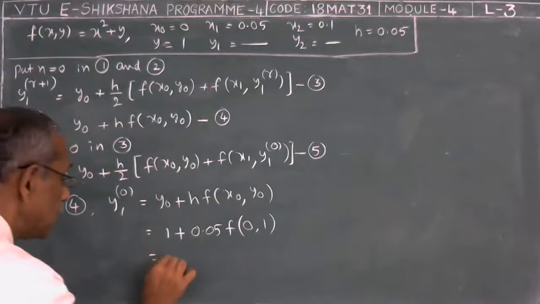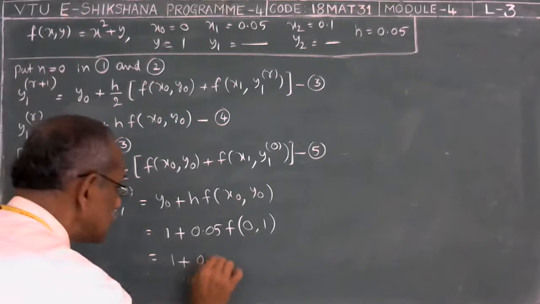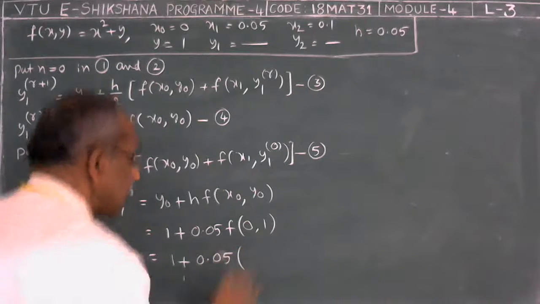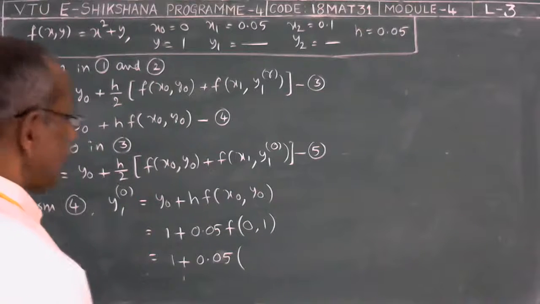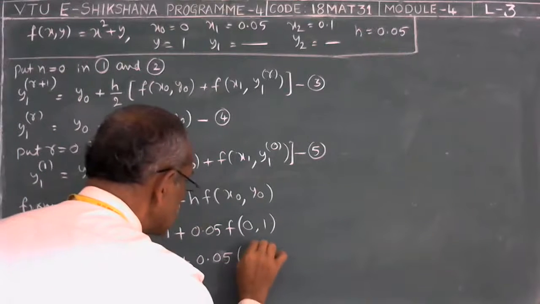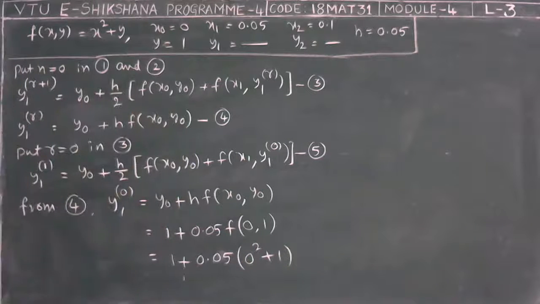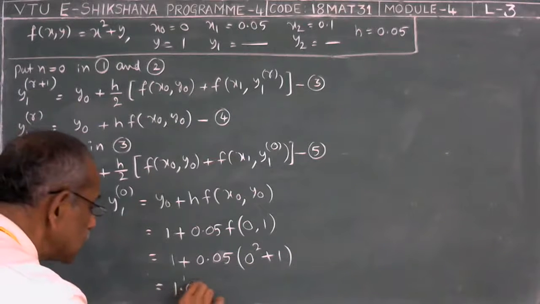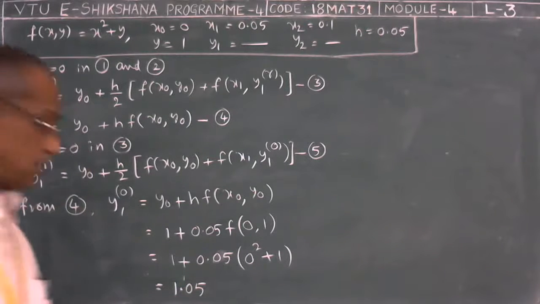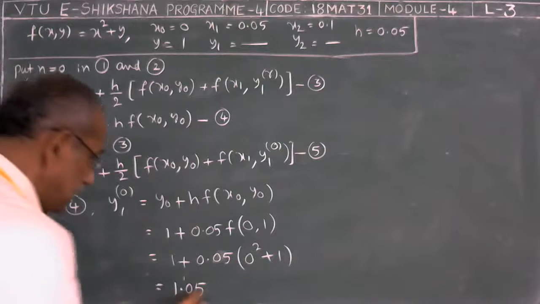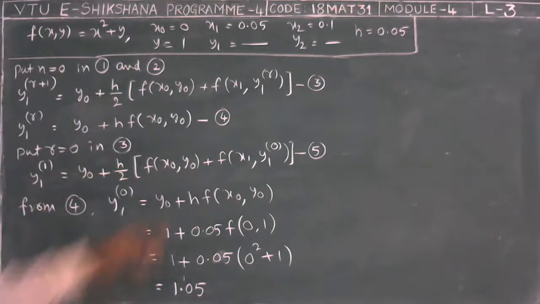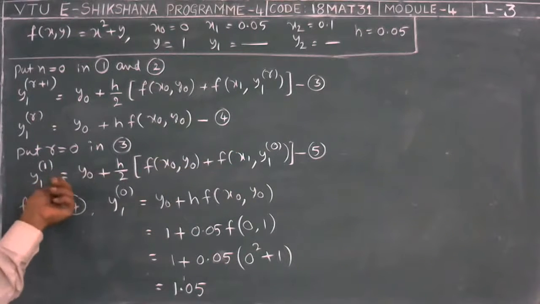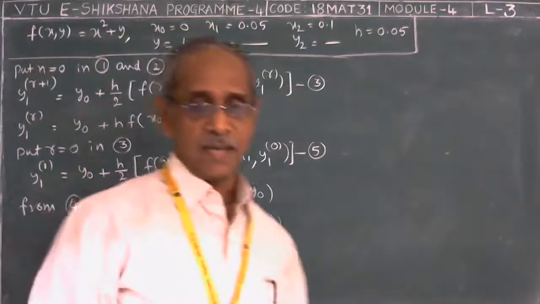So this will give you 1 plus 0.05 into f of x comma y, x square plus y. So this is 0 square, that is 0, plus 1. So this is 1.05. Now let us use this value y1 0, which is equal to 1.05, in equation 5 and obtain the first iterative value for y at x is equal to x1.